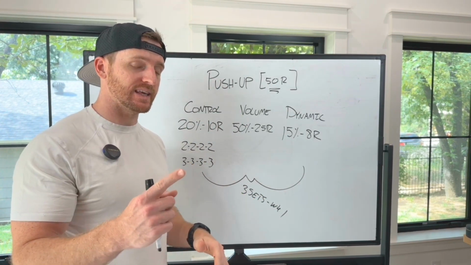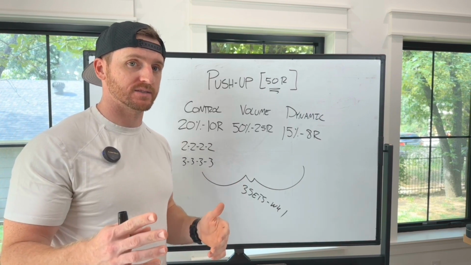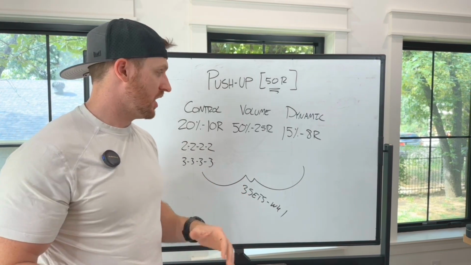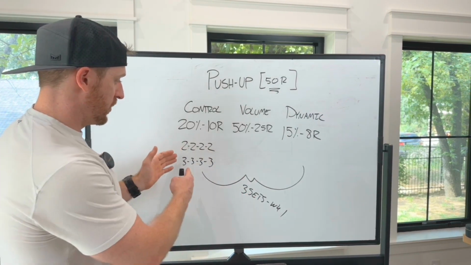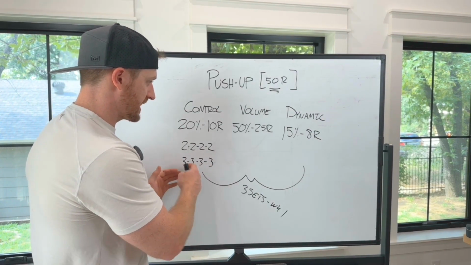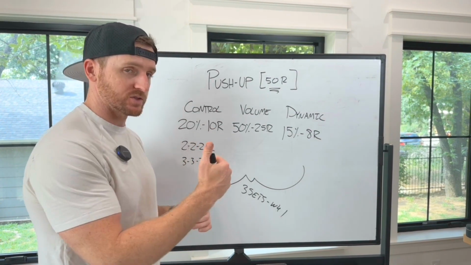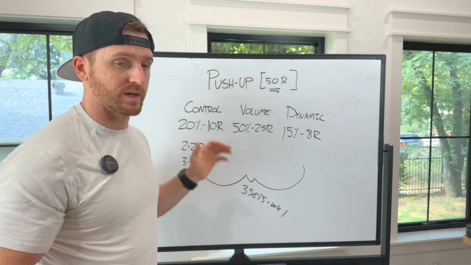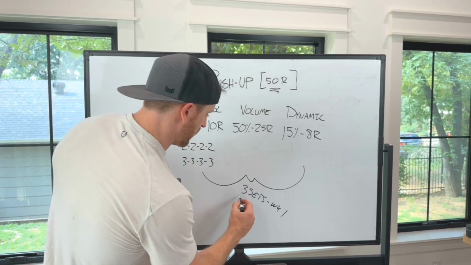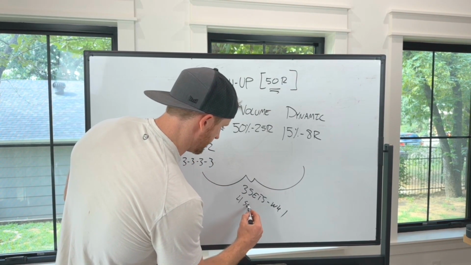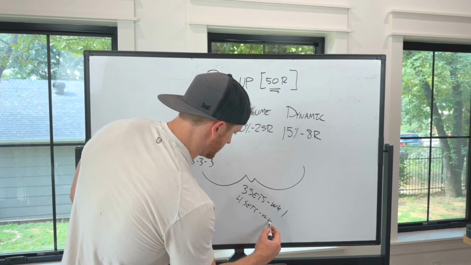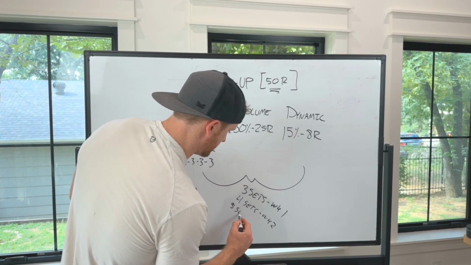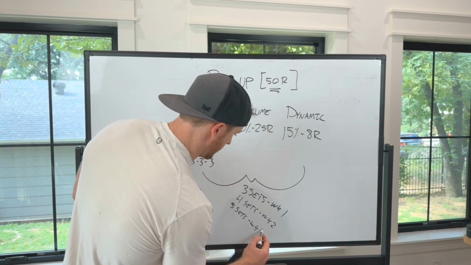1 set of this can easily take me 15 to 20 minutes, just to give you some time gauge on how long it takes. Because when you're doing a 12-second repetition for multiple reps, and this only goes up every single week, that's a lot of time already just spent here. Now I would do 4 sets of this in week 2, and 5 sets in week 3.